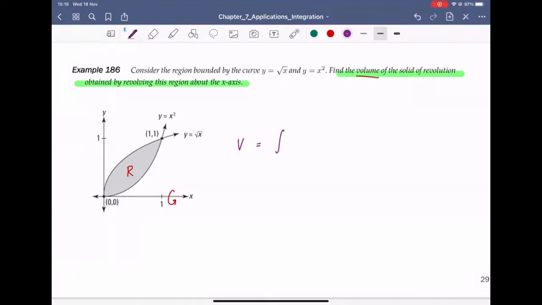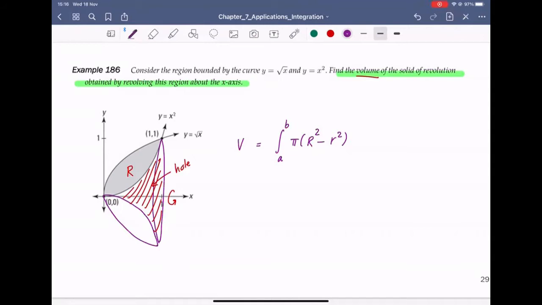Let's think one more time. When we rotate about the x-axis, you're going to get something like that, right? But you're going to have a hole inside. This is going to be your hole. So actually we use the washer method and your formula is going to be the integral from a to b of pi times big R squared minus small r squared. The big R is going to be the outer radius, the small r is going to be the inner radius, and then after that you have to figure out whether you want to use x or y.